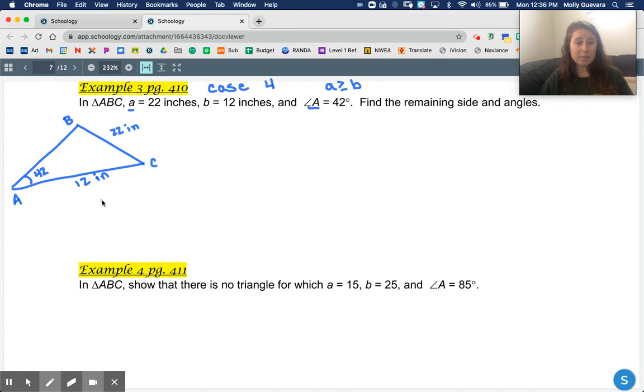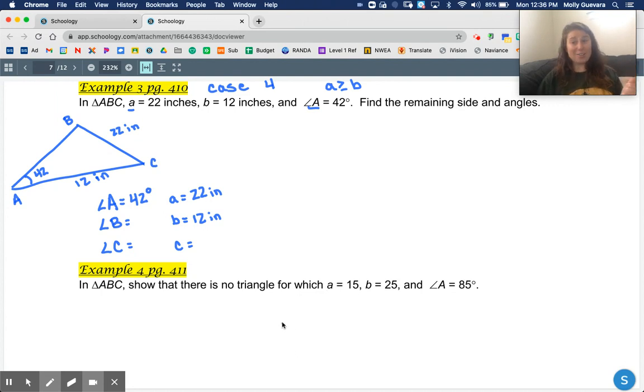So I'm going to make my list, right? Angle A, angle B, angle C, and then side A, side B, side C. So angle A I know is 42 degrees. I don't know any other angles. I know that side A is 22 inches. Side B is 12 inches. Then the question is, do I know an angle and the side across from the angle? Yes, I do, right? I know A and the side across from it. So I can use law of sines.